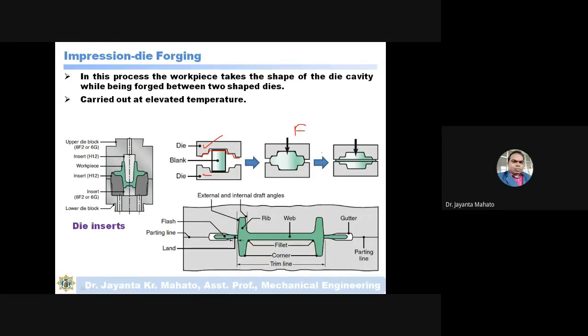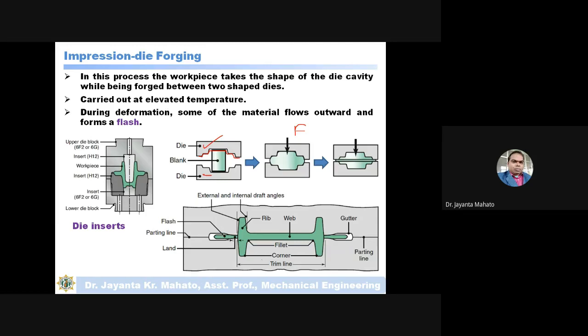At high temperature, the material flowability is easier, and this material can get into even a corner of the cavity. Means the material can flow into whatever shape the die has. So that's why impression die forging is always performed at elevated temperature. During the deformation, some of the material flows outward and forms a flash.